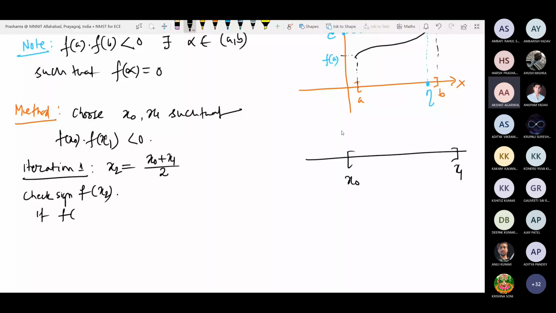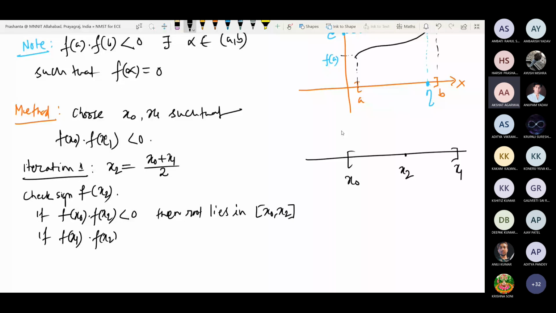So if f of x0 into f of x2, their product, is less than 0, then in which subinterval will the root be lying? x0, x2 or x2, x1? If f of x0 into f of x2 is less than 0, then the root lies in the interval x0, x2. And what if f of x1 into f of x2 is less than 0?